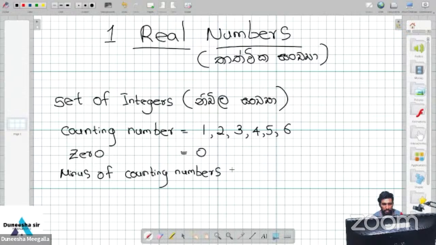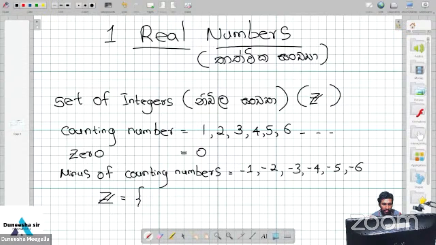Counting numbers. Okay, then the integer set we write with this symbol. Z අකුර ලීවා මේ වගේ ඉරක් ගැහුවා. Okay, then Z and write this. Minus counting numbers. What are they? -1, -2, -3, -4, -5, likewise.